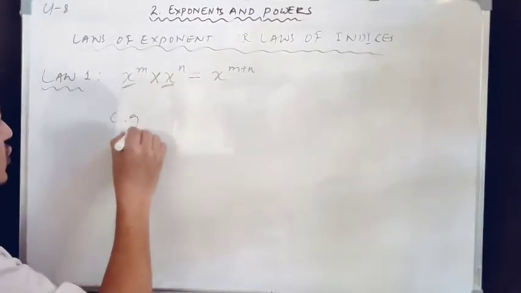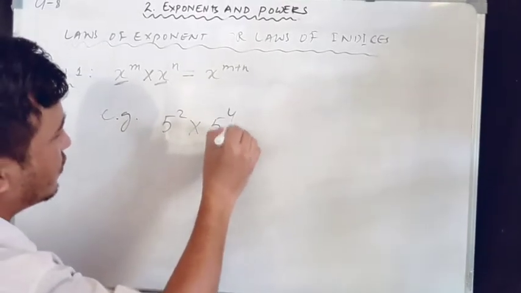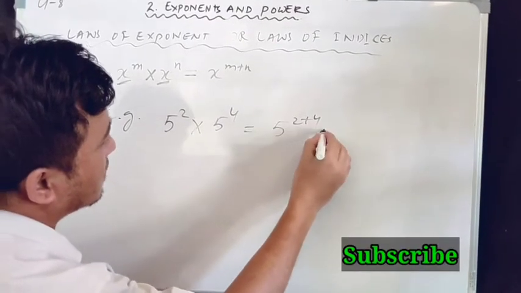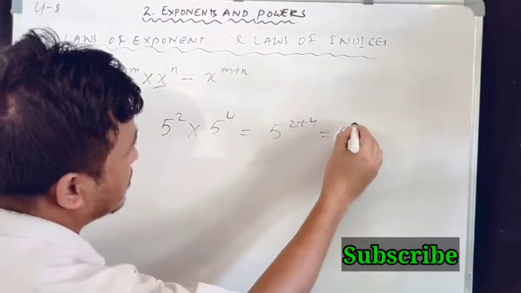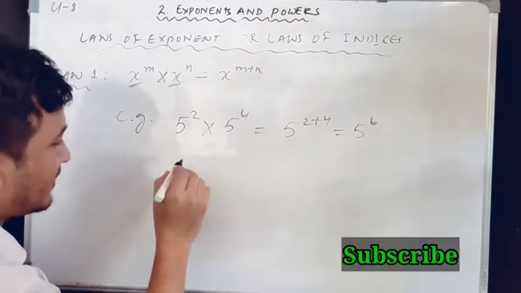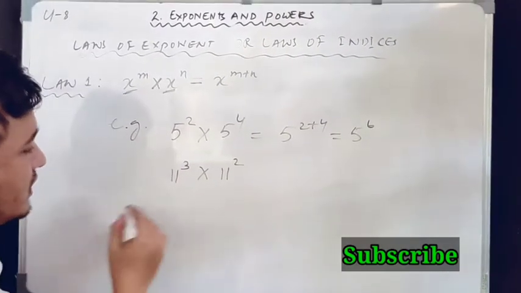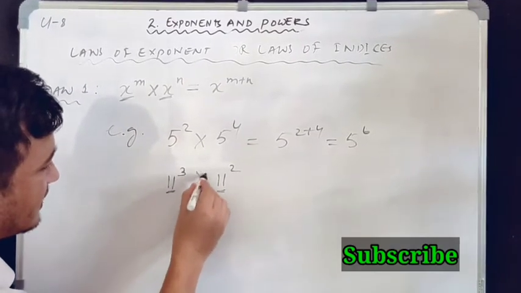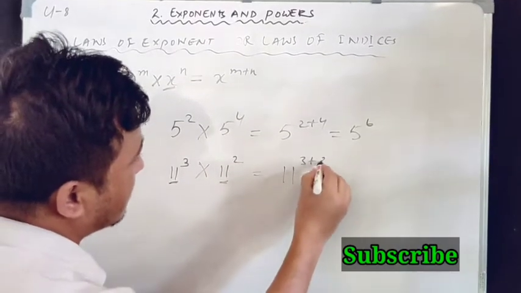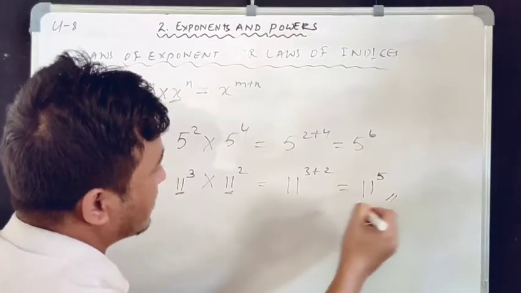Okay, one example I will show you. Suppose I have 5 raised to the power 2 into 5 raised to the power 4, then simply what you can do, you can write 5 raised to the power 2 plus 4. It implies it's equal to 5 raised to the power 6. Similarly, one more example I will show you. 11 raised to the power 3 into 11 raised to the power 2. So here you can see same base and they are multiplied. So simply you write 11, then add the exponents, that is the powers. So 11 raised to the power 5.